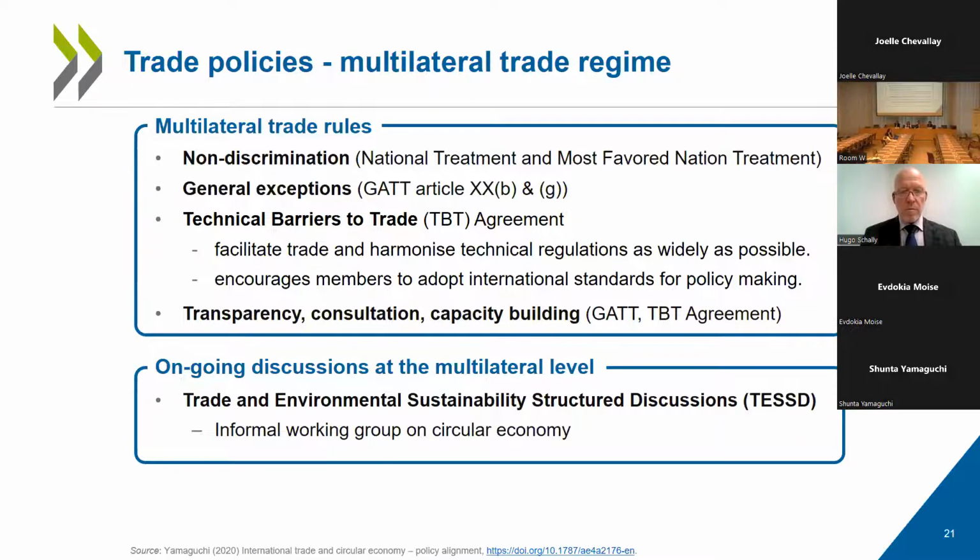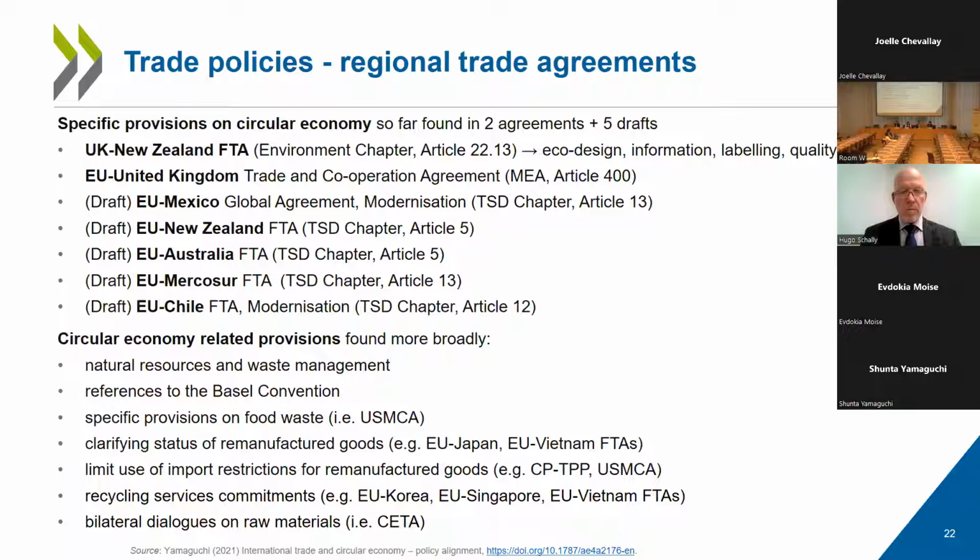Now, turning to a more regional setting, there seem to be more ahead-of-the-curve initiatives going on. And so far, circular economy provisions are found in at least 2 agreements and 5 drafts. The first one, the UK-New Zealand FTA, which has been signed, includes a specific article covering several aspects, such as eco-design, information sharing, labeling, and quality standards. And then there are other mentions of circular economy provisions in these other agreements.